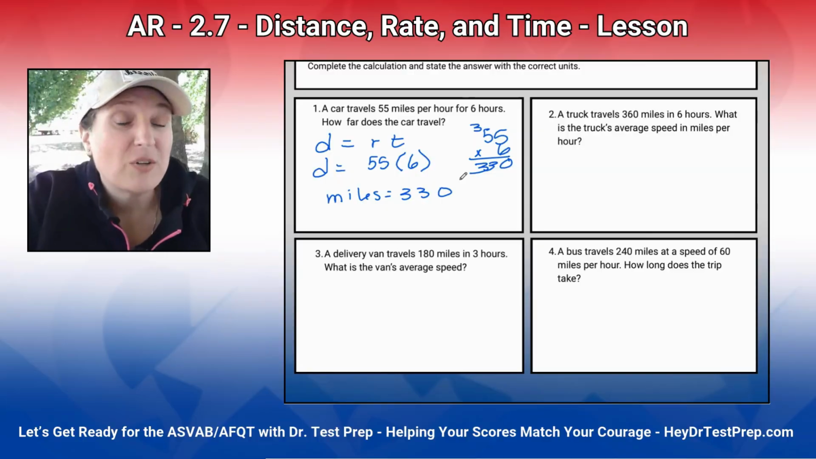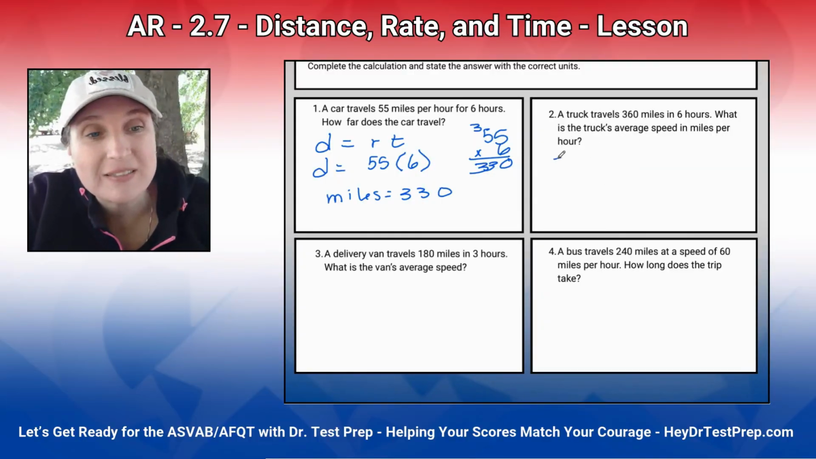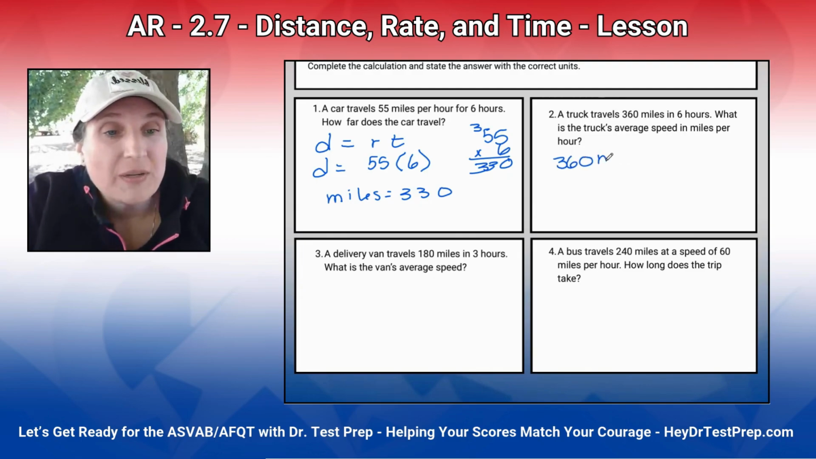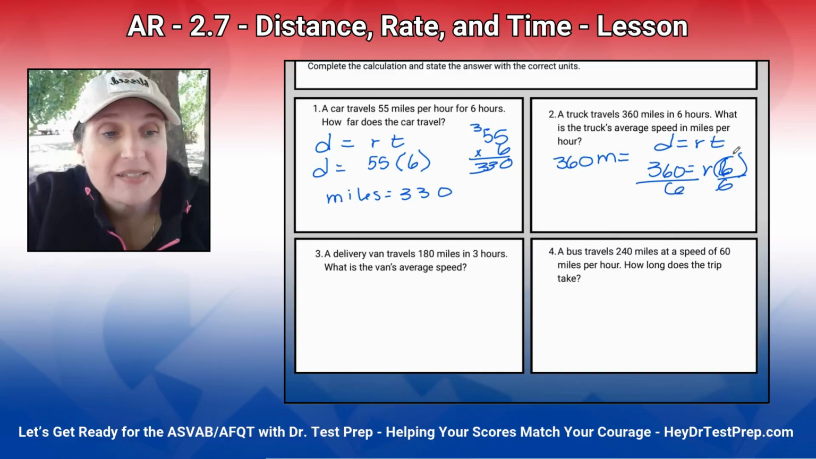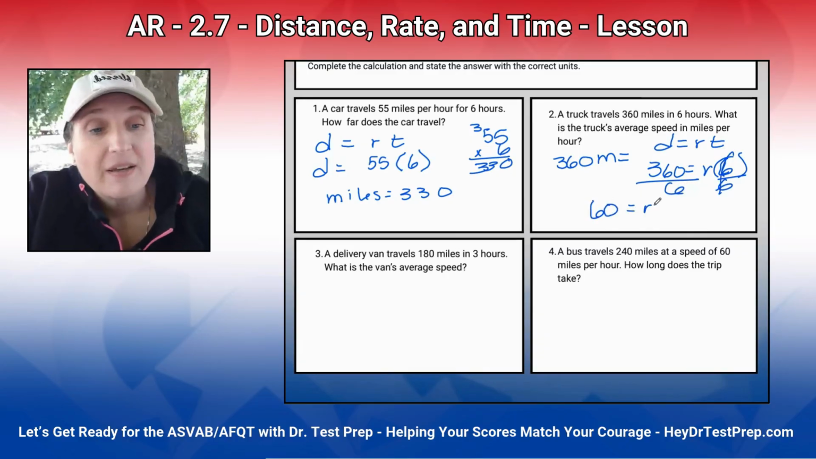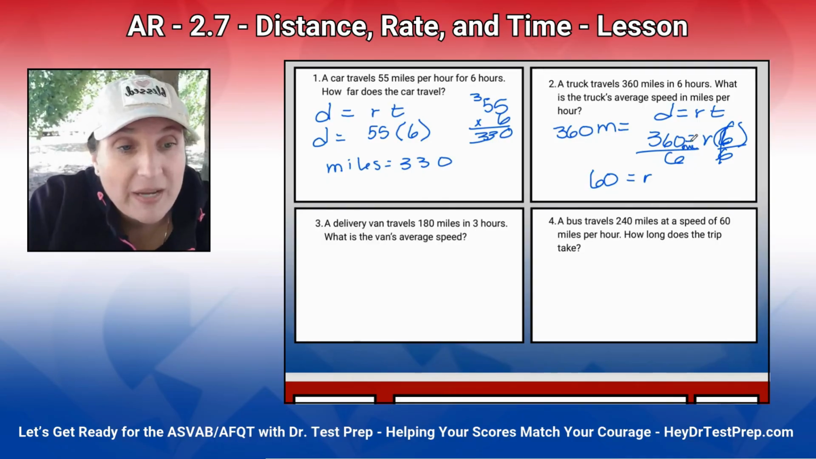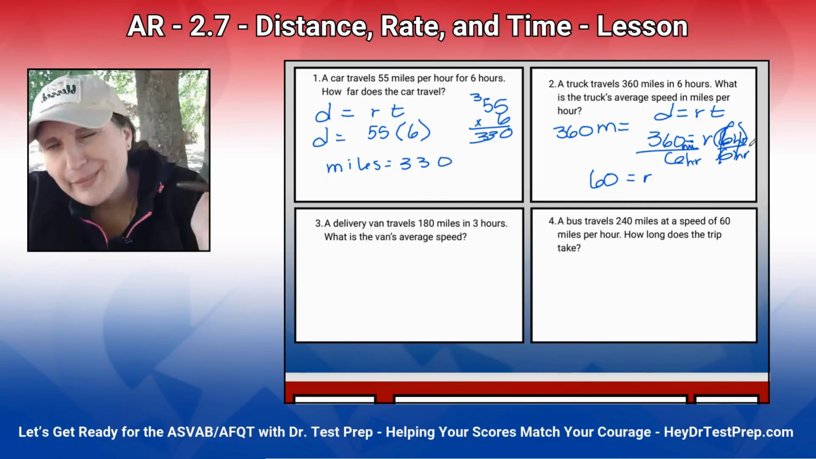Okay, a truck travels 360 miles in 6 hours. Okay, so we know that distance equals rate times time. So we've got 360 miles. We don't know the rate, but we know that the time is 6. So if we divide both sides by 6, we can do 360 divided by 6, which gives us a rate of 60 miles per hour. And that's where miles per hour comes from. Like if this is miles and this is hours, that's where miles per hour comes from. Not that you wanted to know that.